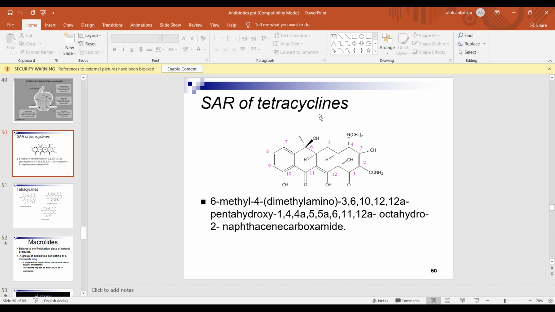Carbon atoms at position 4, 4a, 5, 5a, 6a, and 12a are all chiral carbon atoms.